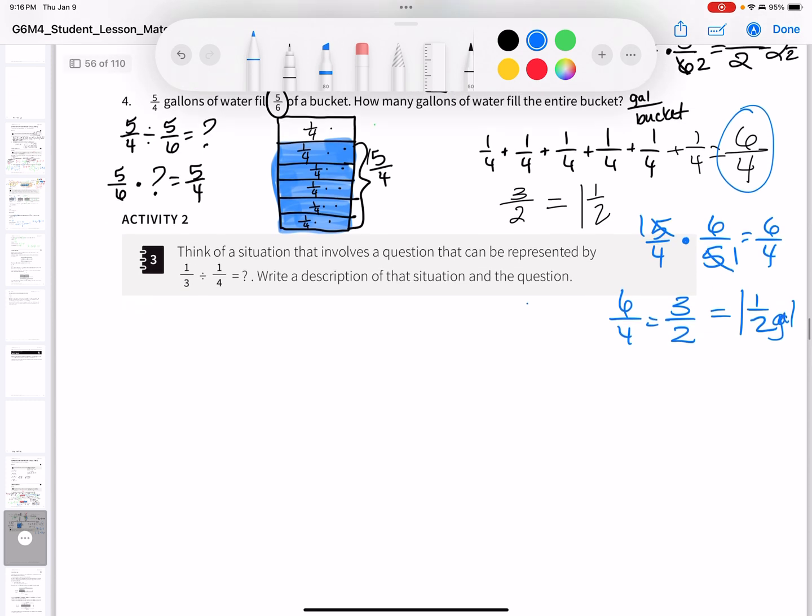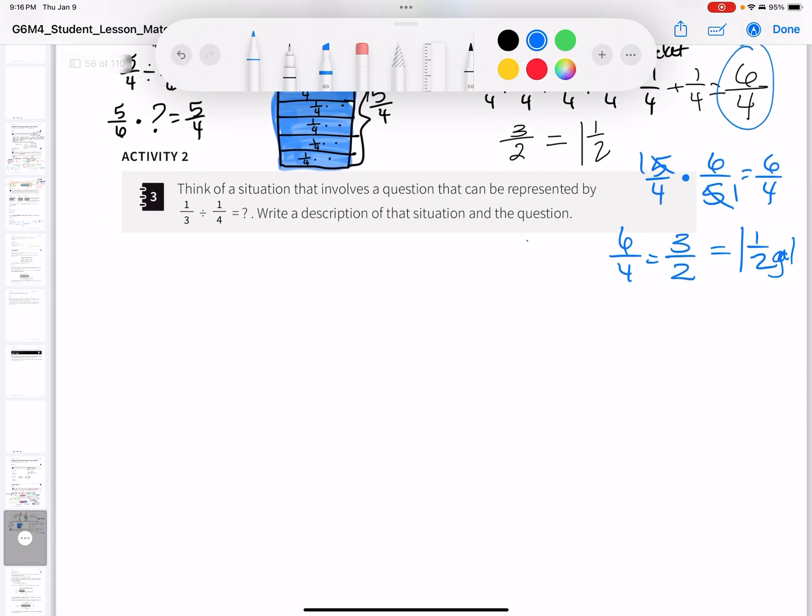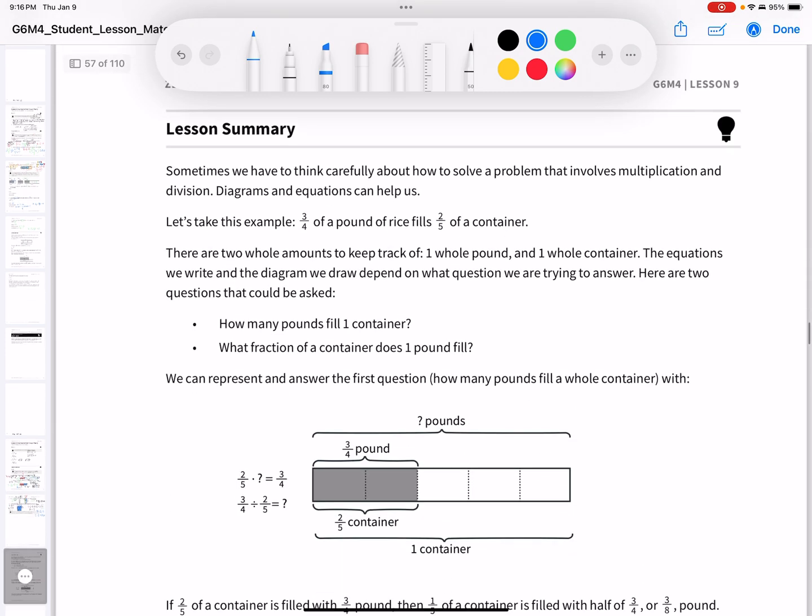Okay. Try activity 2 on your own. It's asking you to think of a situation that involves a question that can be represented by 1/3 divided by 1/4. Okay. And then don't forget to review your lesson summary.